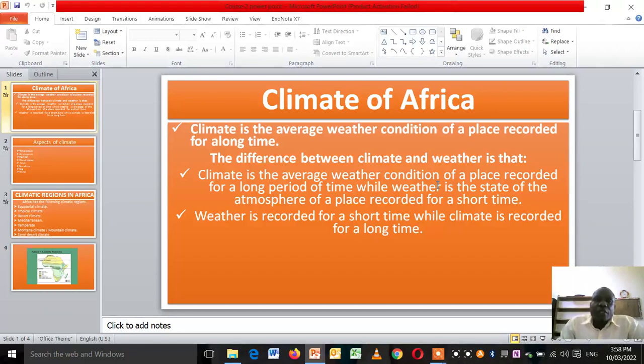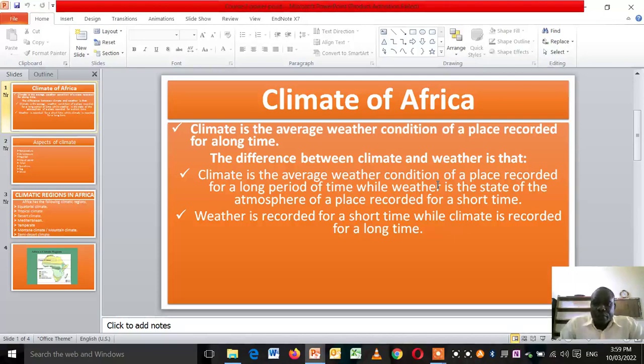This afternoon we are going to learn about the climate of Africa, and what does the word climate mean? Climate is the average weather condition of a place recorded for a long time. And I know this is what you learned in primary 5. Now, climate is related to weather. But on the other hand, you'll find that the two are different. And how are they different?